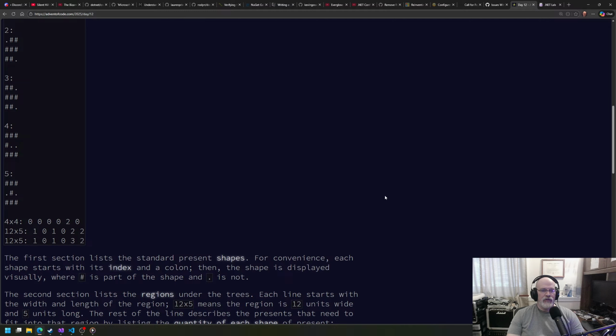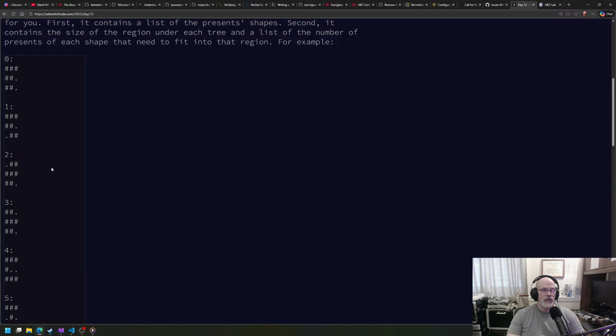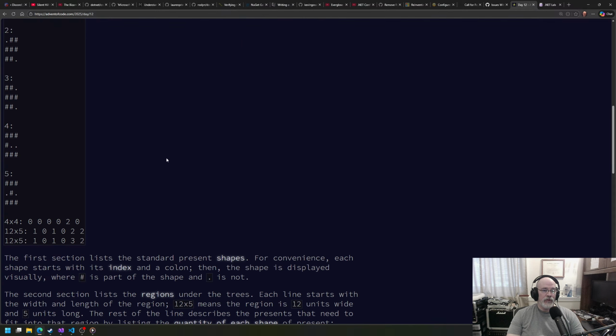The first section lists the standard present shapes. For convenience, each shape starts with its index and a colon. Then the shape is displayed visually, where a pound is part of the shape and X is not. Okay, so this is like a C, this is like an I. I wonder if this is good to spell Merry Christmas.